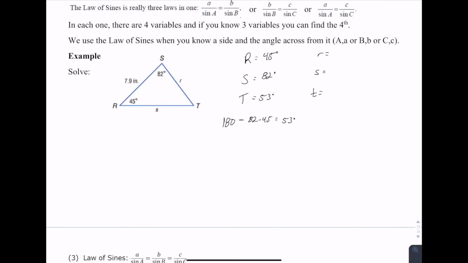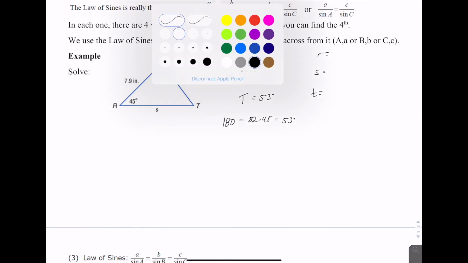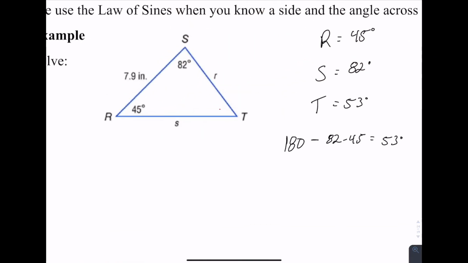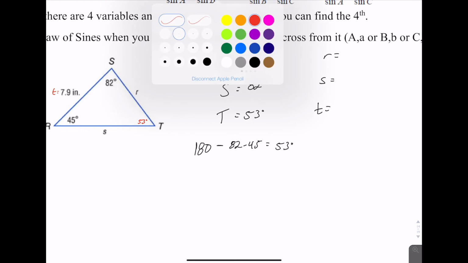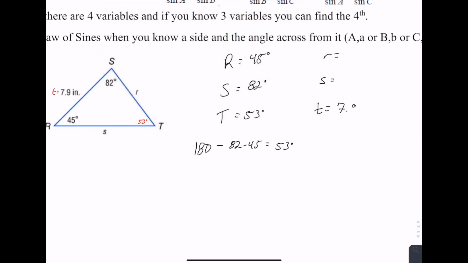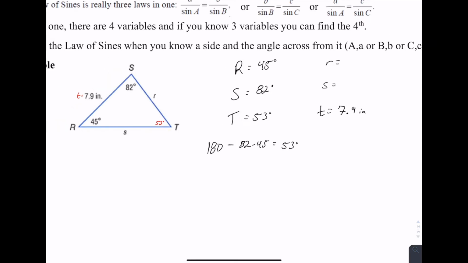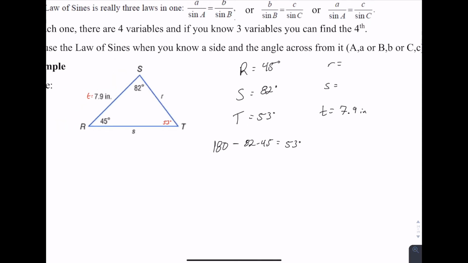Now I at least know little t, and actually we can label. So I'll label in red. This is 53 degrees. I know little t. Little t is 7.9, so hip hip hooray, 7.9. And in this case it is inches. All right, now it's our job to figure out s and r.